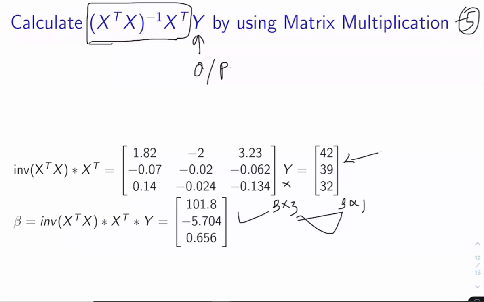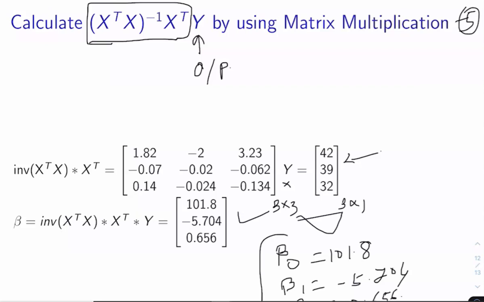Here also I have not shown the intermediate results. I have reproduced the final results, and the output of this stage is our beta values. Beta 0 is 101.8, beta 1 is minus 5.704, and beta 2 is equal to 0.656. These are the parameters that we are interested in estimating, and these are the parameters that we have got.